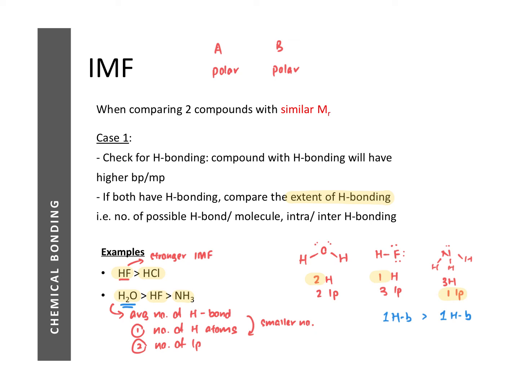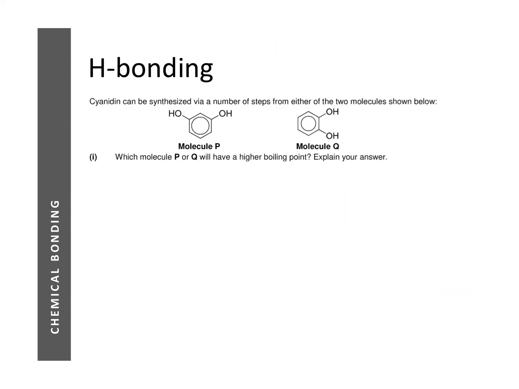Now, when we talk about extent of hydrogen bonds, we need to consider one more scenario, which is something called intra and inter-hydrogen bonding. This is common when we look at organic compounds. So, let us now compare between the two organic molecules P and Q. Once again, the first thing that we check is the relative molecular mass. P and Q are actually isomers, so they have the same molecular formula and the same molecular mass. So when comparing between two compounds of the same or similar molecular masses, we then look at which scenario it falls into. Both P and Q are actually polar.